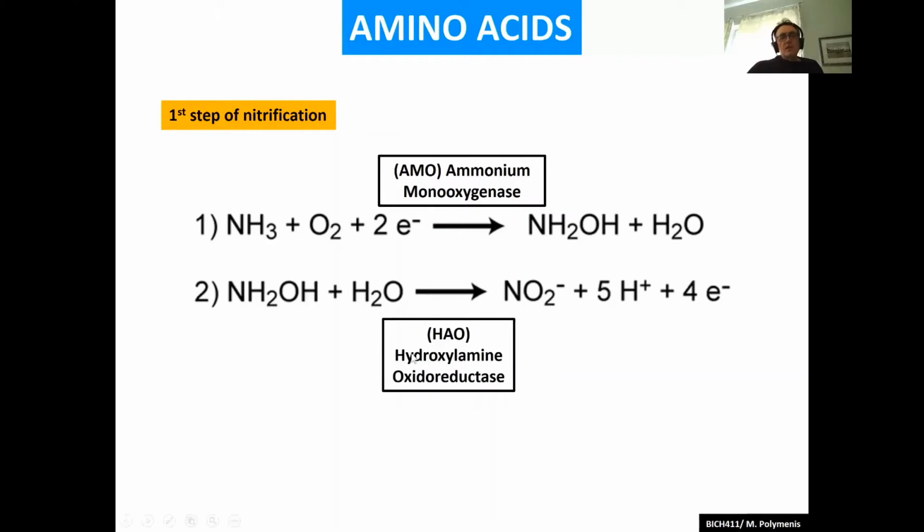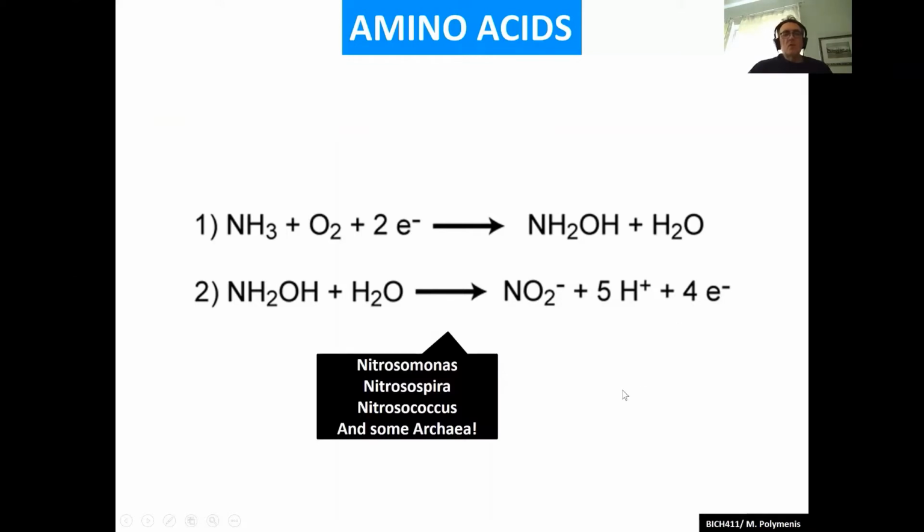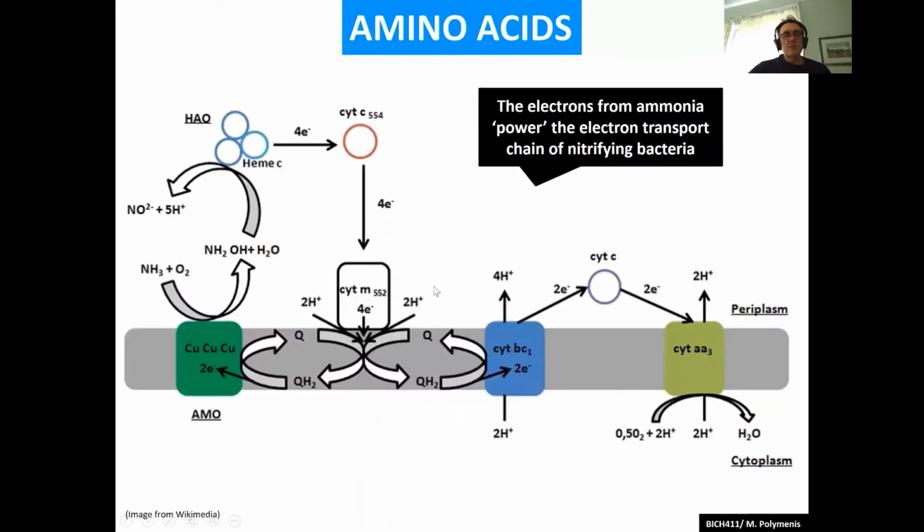Then hydroxylamine will react in a reaction catalyzed by hydroxylamine oxidoreductase. So we have the AMO and HAO enzymes here. Then you get nitrite, okay? And you can see here protons and electrons. And that's a hint that this can participate now in an electron transport chain. The species that can do this, there are these genera of bacteria, but also recently some archaea have been found to be able to do these two fundamental chemical reactions.